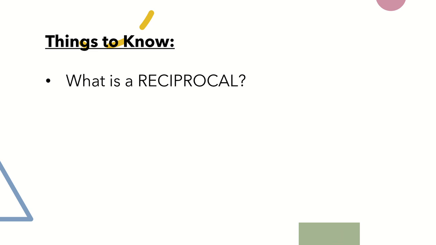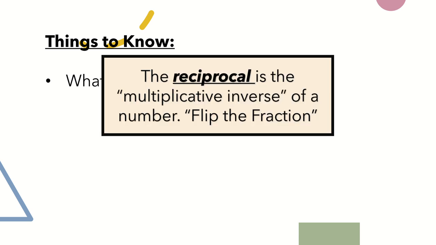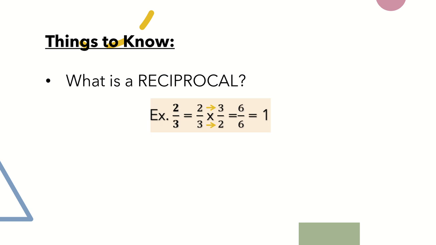What is a reciprocal? A reciprocal is just the multiplicative inverse of a fraction. Basically, it means I'm going to flip the fraction. Here are just a few examples of that. So the reciprocal of 2/3, flipped, is 3/2.